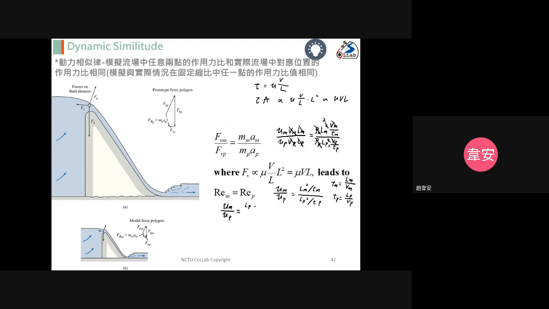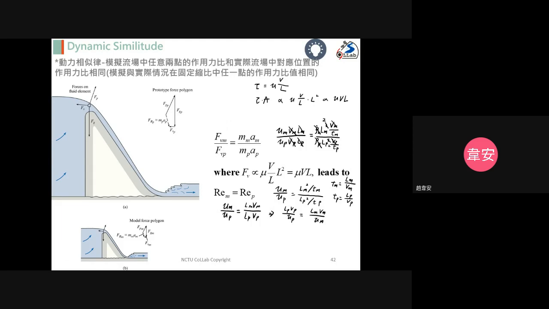the L_p multiplied by the V_p, and the upper is L_m multiplied by V_m, and the bottom is L_p multiplied by V_p, and then we can put all of the same prototype parameters together and the model parameters together. So we have L_p V_p divided by mu_p equal to L_m V_m divided by mu_m.